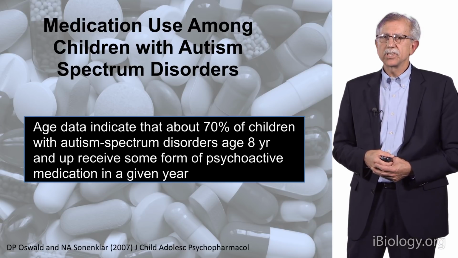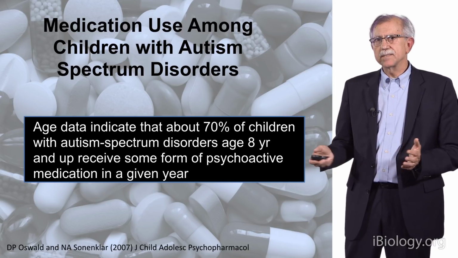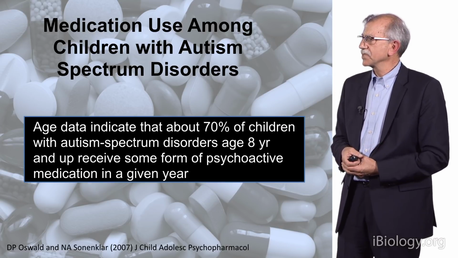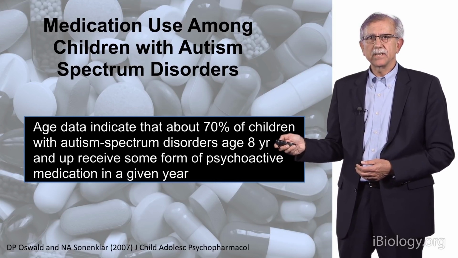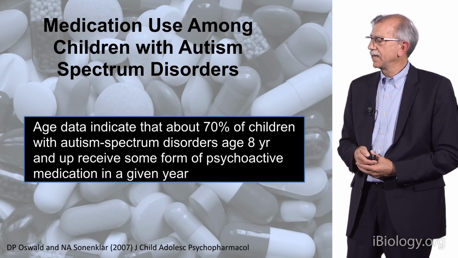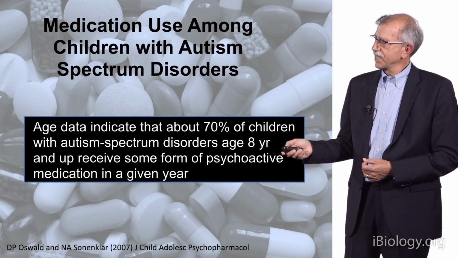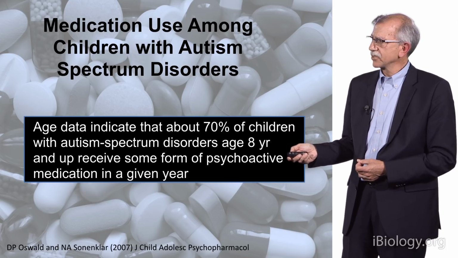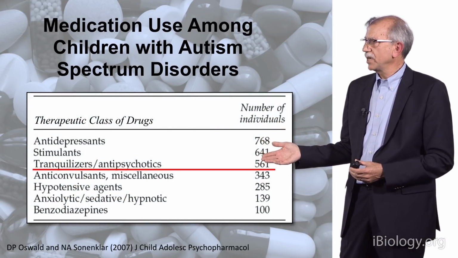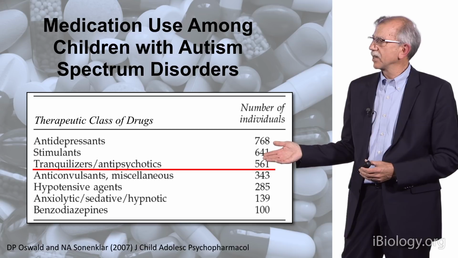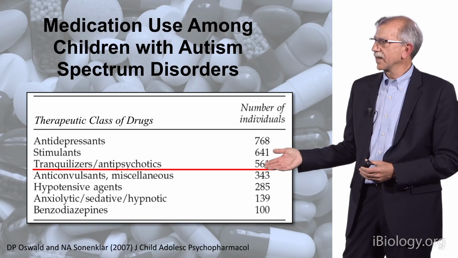In fact, virtually every study that's looked at the prevalence of medication use in autism comes back with rates that vary from 30 to upwards of 70%, as was true in this study. In fact, in this particular data set taken from a Medicaid database in Colorado, over 70% of children had received at least one psychotropic medication by the age of 8. And what you see here are the top 3 categories or classes of medication that are most commonly used: antidepressants, stimulants, and tranquilizers, antipsychotic drugs.